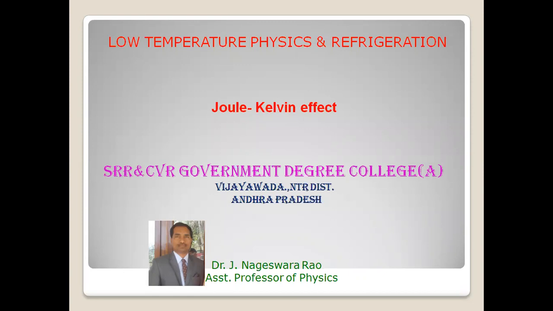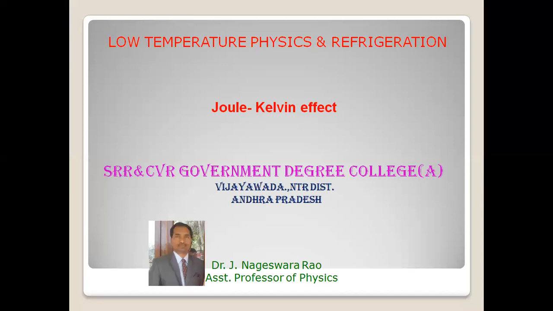Today we will discuss one of the methods to produce low temperature, the Joule-Kelvin effect. In the previous class, we discussed that there are different methods to produce low temperatures. The first method is freezing mixtures. By using that, we can produce temperatures up to minus 80 degrees Celsius. The second method is the Joule-Kelvin effect, and the third method is adiabatic demagnetization. Today, we will discuss the Joule-Kelvin effect.